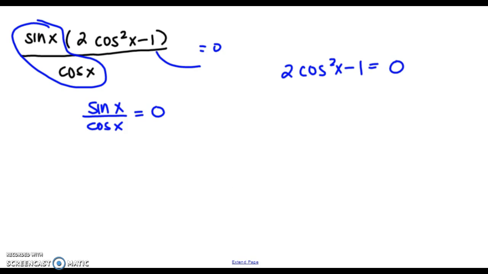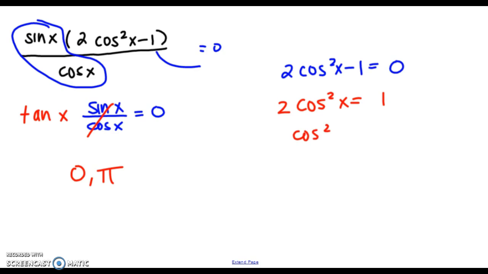This is really tangent of x. So tangent of x is 0 in 2 places. It's 0 at 0 and pi. This guy, cosine squared of x equals 1 half. Divide each side by 2. And then take the square root.